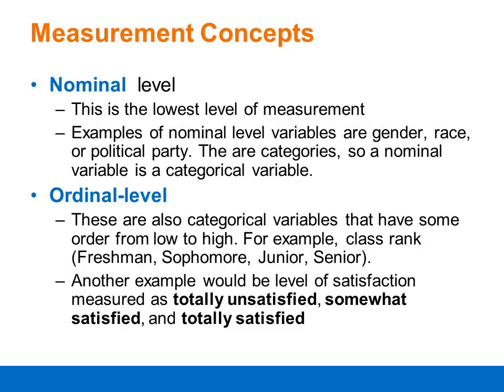Nominal level variables are the lowest level of measurement. These are categorical variables that fall into groups such as gender, race, or political party.